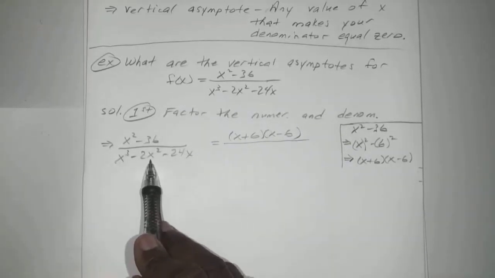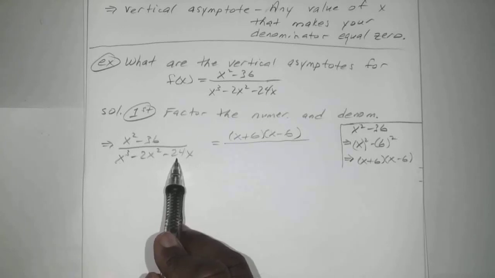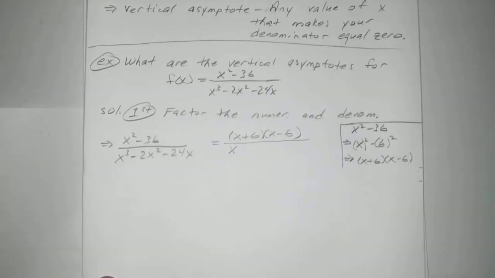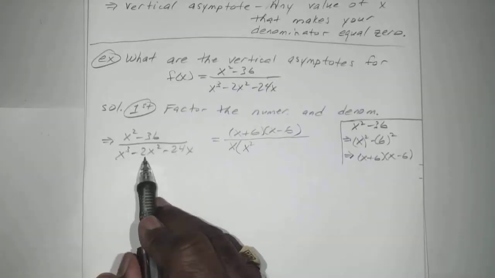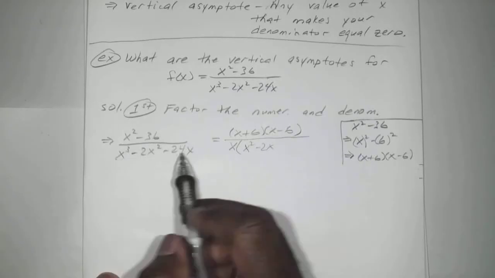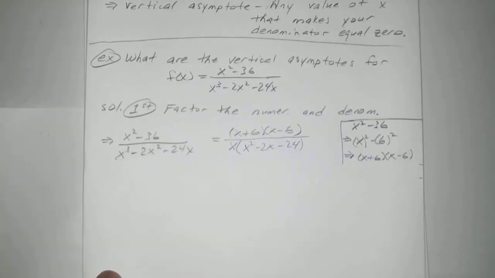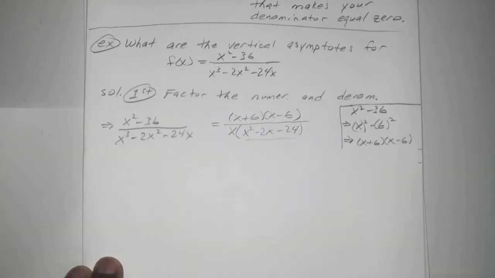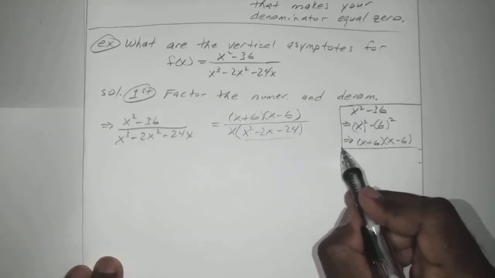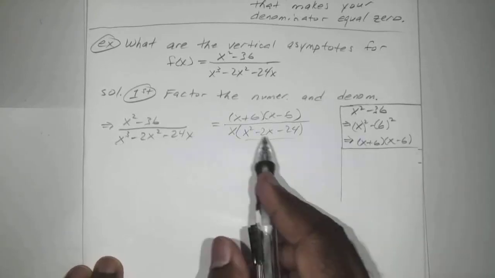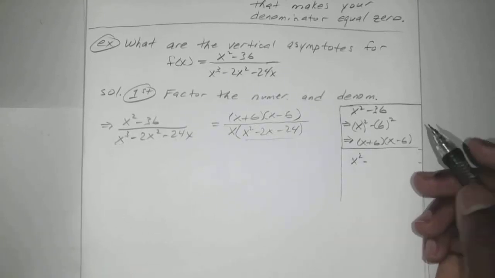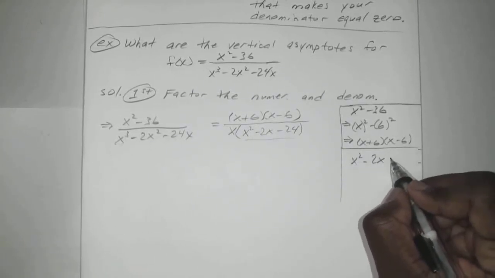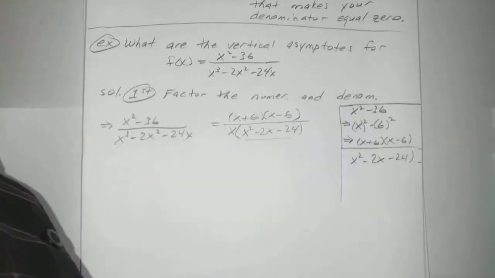over, and before we factor the denominator, we can see we can pull an x out of each term. So we might as well get that greatest common factor out of the way. We pull out an x, which leaves us with x squared minus 2x minus 24. Now we can factor that part. We don't have anything in front of the x squared, so we can factor using the direct method.